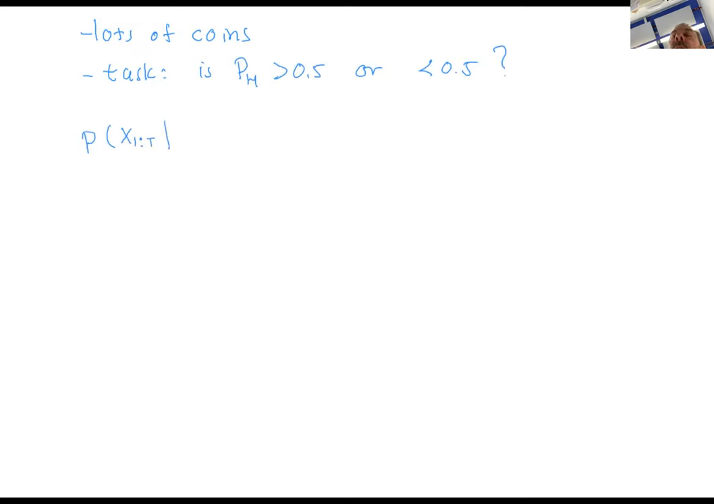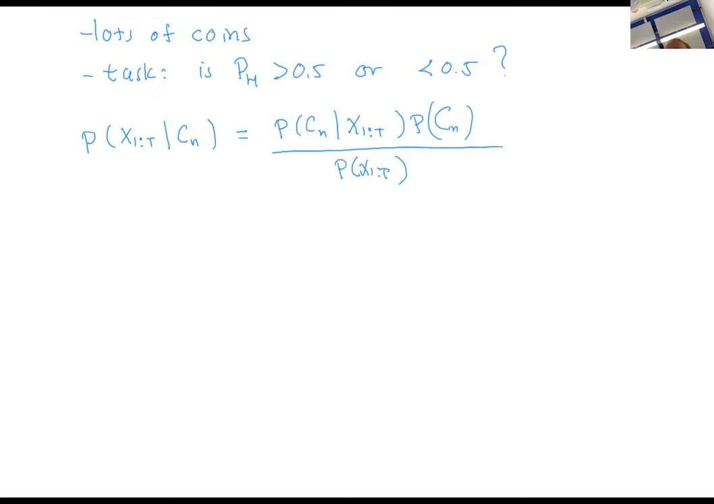That equals the probability of coin n given x1 to t, times p of coin n, divided by the probability of the data, p of x1 to t. Now this is the same for every coin, so it's just a normalizer, and we don't really care so much what it is. This is what we want to focus on. So we're going to ignore that and say it's proportional to x1 to t given coin n.